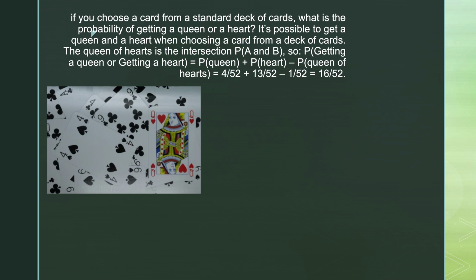If you choose a card from a standard deck of cards, what is the probability of getting a queen or a heart? It's possible to get a queen and a heart when choosing a card from a deck of cards. The queen of hearts is the intersection P(A and B). So P(getting a queen or getting a heart) is P(queen) plus P(heart) minus P(queen of hearts) equals 4 over 52 plus 13 over 52 minus 1 over 52 equals 16 over 52.